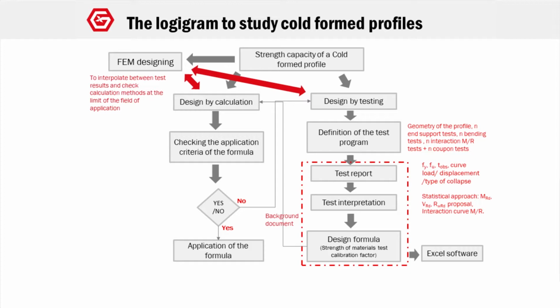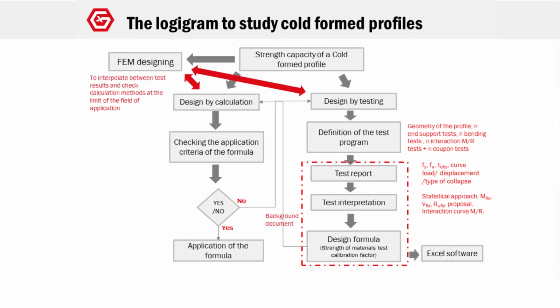When you have done this, you write a test report. In this test report, you will describe Fy, the yield strength of the profile, Fu, the ultimate stress of the metal used for the profile, and t, the thickness of the sheet. You will obtain some load-displacement curves and some types of collapse. When you have done this, you can make the test interpretation. In this step, you will determine, by a statistical approach, the bending moment resistance, MRd, the shear resistance, VRd, and the support reaction resistance. And you will propose an interaction curve, M-R.